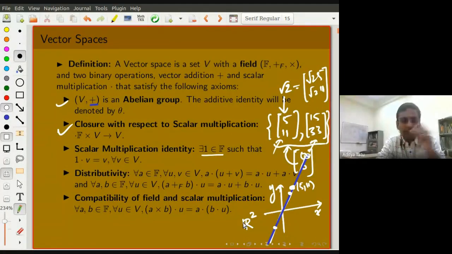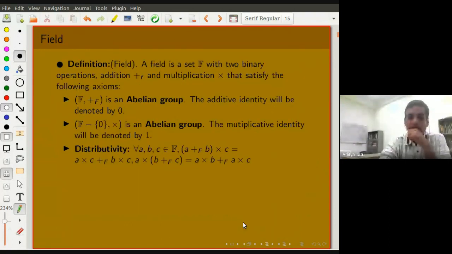Okay, then let's get started. Any problems with the vector space definition? Any issues with the definition of what a field is? A field is a set with two binary operations, plus and multiplication between elements of this set, which satisfies these three properties. This is something we did in the last class.